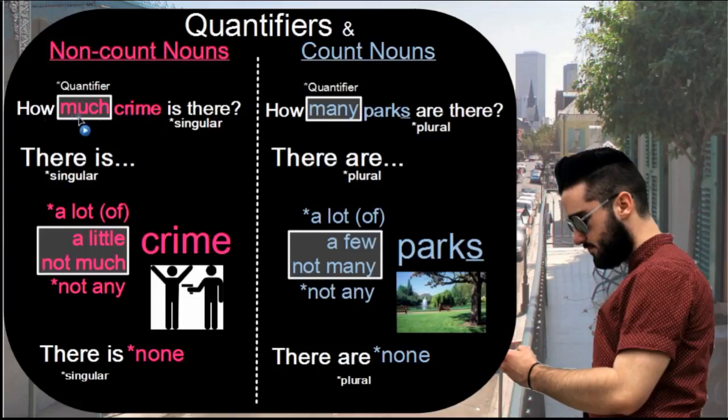So, to review, when we ask the question about a non-count noun, for example, crime, we use how much. How much we only use for non-count nouns. When we ask the question about quantity for a count noun, for example, parks, we use how many. How many is only for the count nouns. The other quantifiers, for example, a lot of, not any, and none, we can use for both non-count nouns and count nouns. The other quantifiers that are specific, a little and not much, are only for non-count nouns. A few and not many are only for the count nouns. Very good.